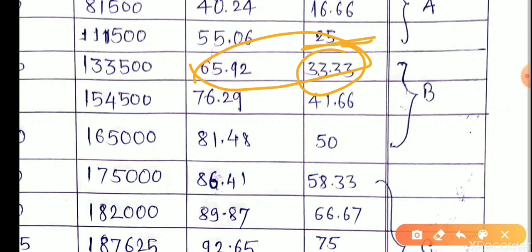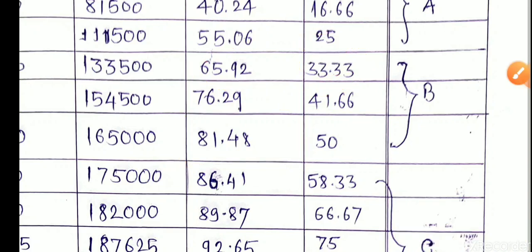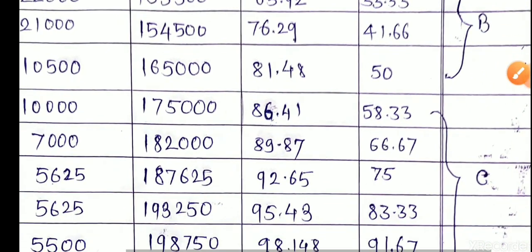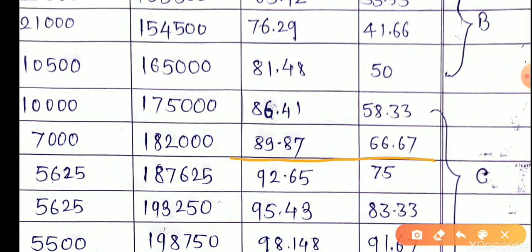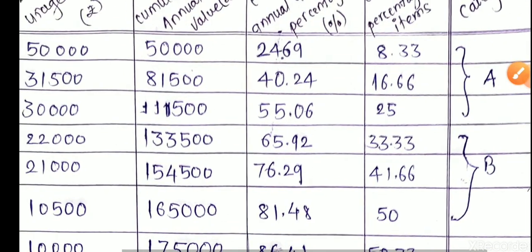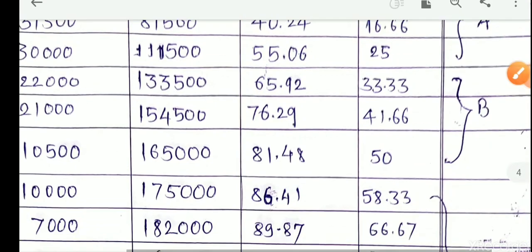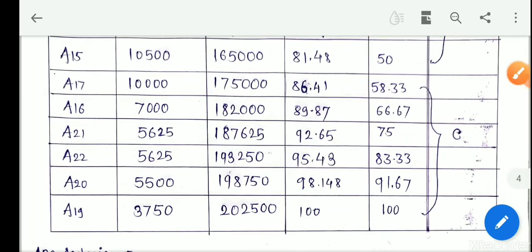Similarly, at 81 and 50 we mark the B items. Someone may mark this point as the B items, someone may mark this point as the B items. But A plus B should be near about 50, and we have to match A near about 25 or 20. And all remaining items are C items.